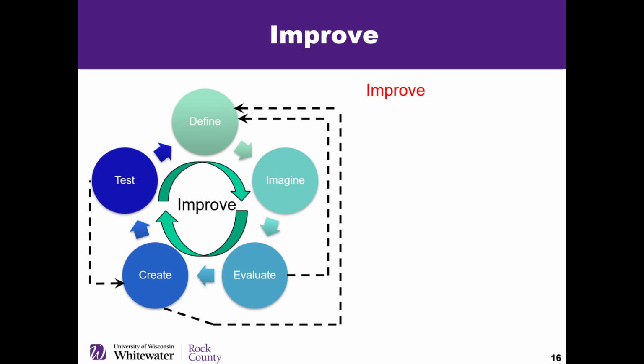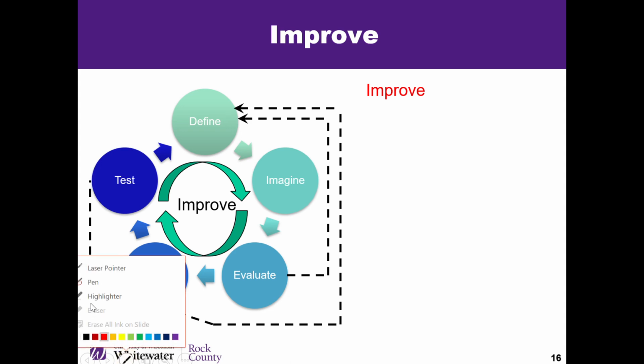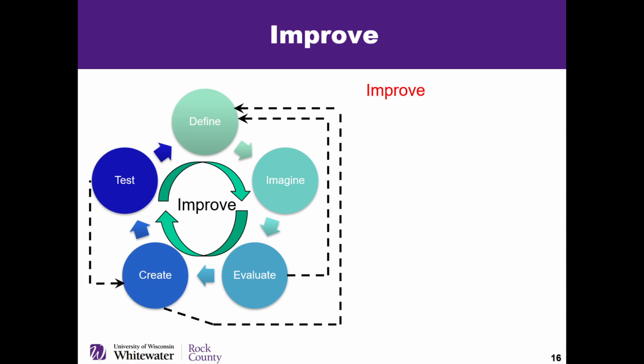You'll see on here I have these dashed lines. These dashed lines really could go to any other section. This is really not a linear process. It is a process which kind of goes in any direction. So it can go anywhere, right? I can go from test, and let's say we tested it and it didn't work well. Well, maybe I go back here to redefine it. Or maybe I have to go back to my imagine phase and come up with new concepts.